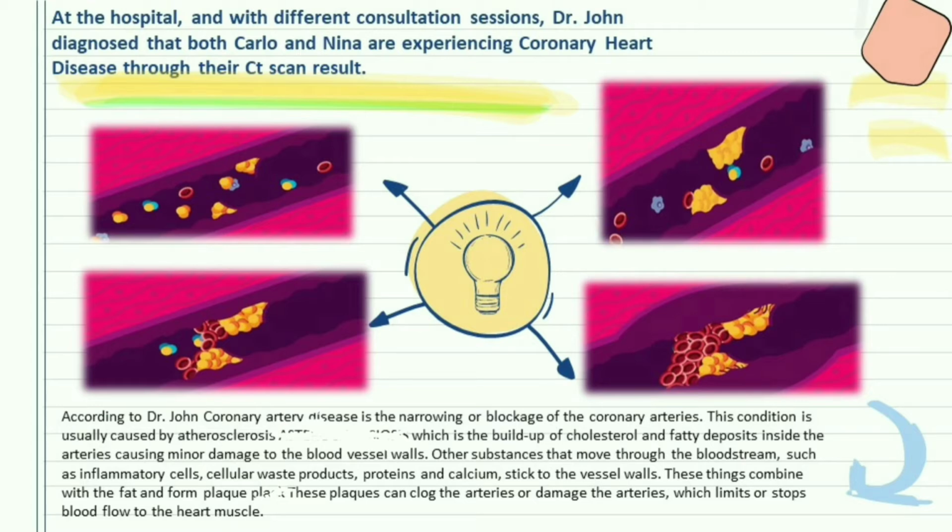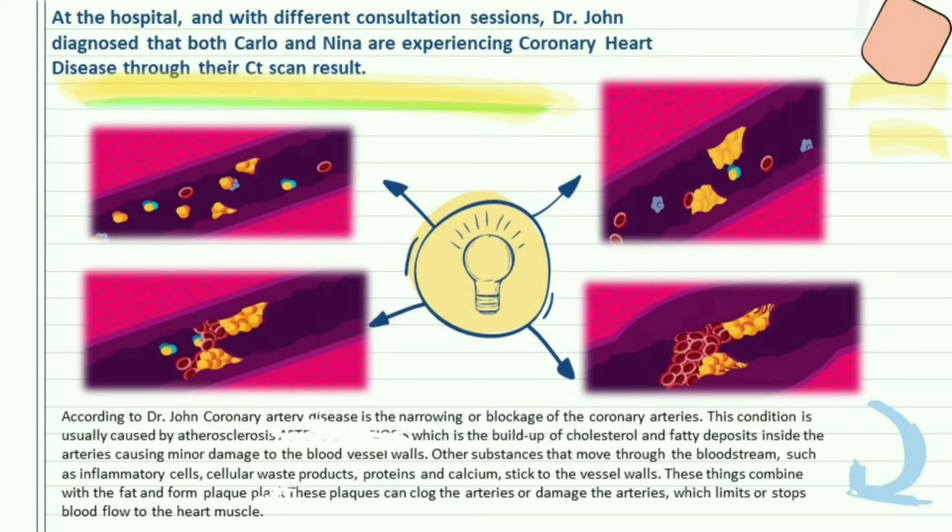This condition is usually caused by atherosclerosis, which is the buildup of cholesterol and fatty deposits inside the arteries, causing minor damage to the blood vessel wall. Other substances that move through the bloodstream, such as inflammatory cellular waste products, protein, and calcium, stick to the vessel walls. These things combine with the fat and form plaque.